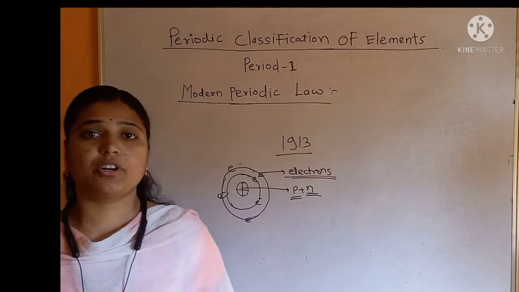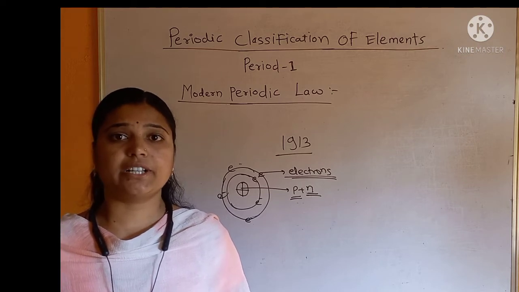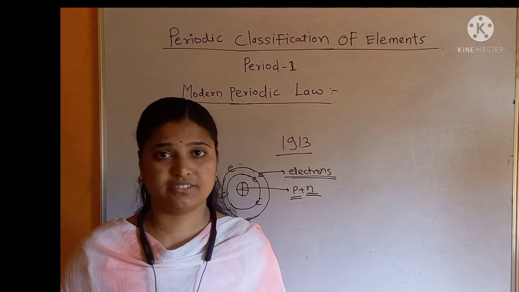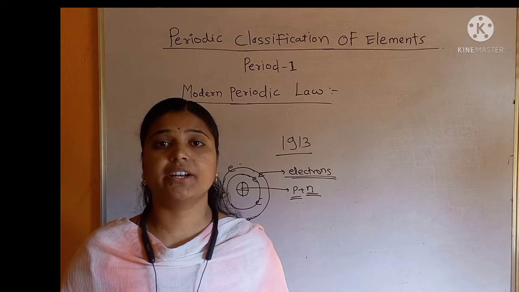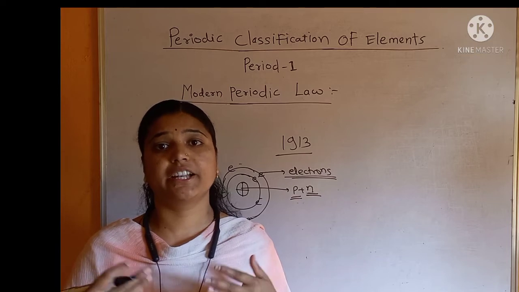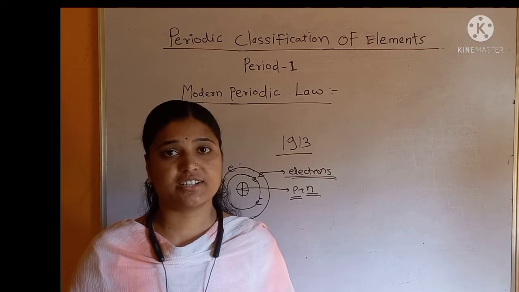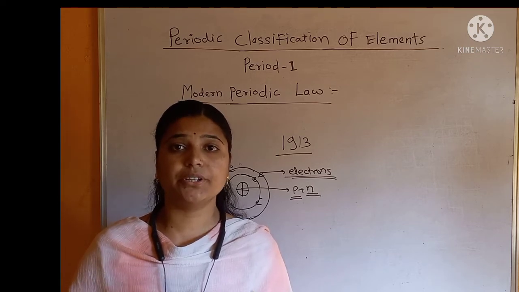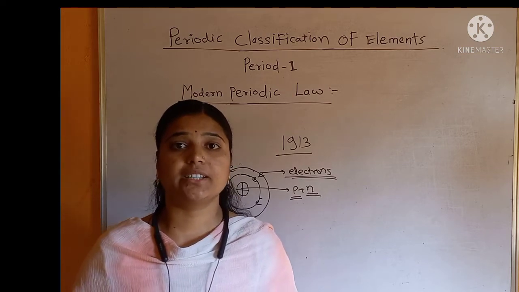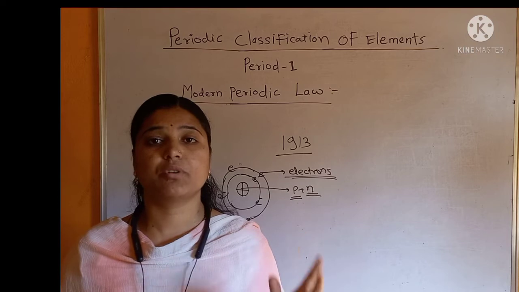After that, the classification of the modern periodic table was given, and according to that, the structure of the modern periodic table is very different from before. Nowadays, 118 elements are known to us, and every element has different properties, a different electronic configuration, and a different structure. According to their structure, properties, and nature, the classification of the periodic table is given, and this is called the modern periodic table.